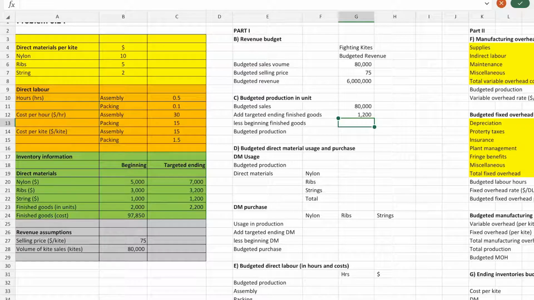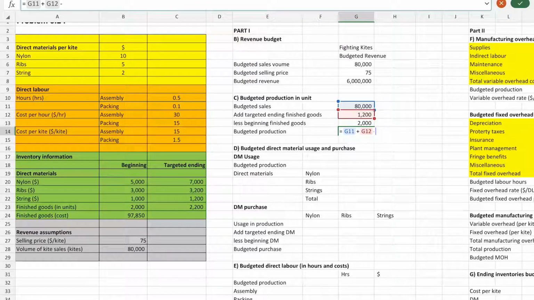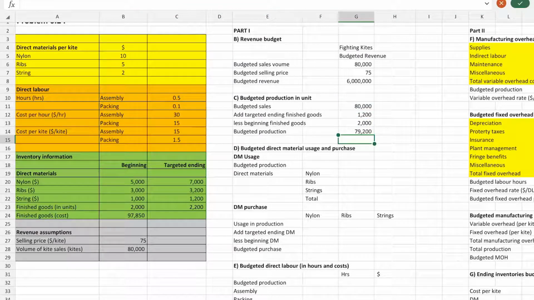And you remember that you also have some of the finished goods at the beginning of the period. So you want to subtract that figure. And again, you use the reference cell here. The beginning finished goods in units is B23. All right. And now, how much do we have to produce? You take the budgeted sales plus targeted ending minus the beginning finished goods, and that is what you have to produce, 79,200 units.